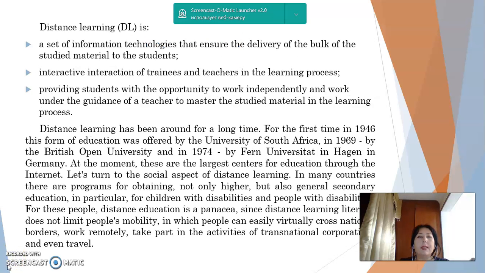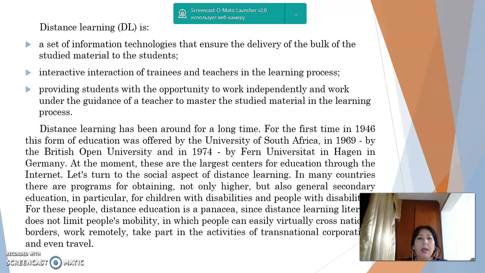Distance learning is a set of information technologies that ensures the delivery of the bulk of the study material to the students. It's also an interactive interaction of trainers and teachers in the learning process. It's providing students with the opportunity to work independently and work under the guidance of a teacher to master the studied material in the learning process.